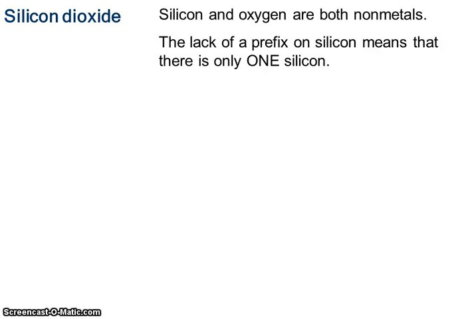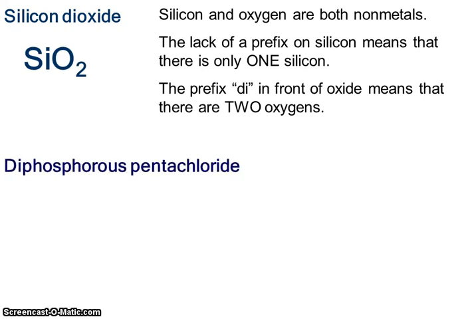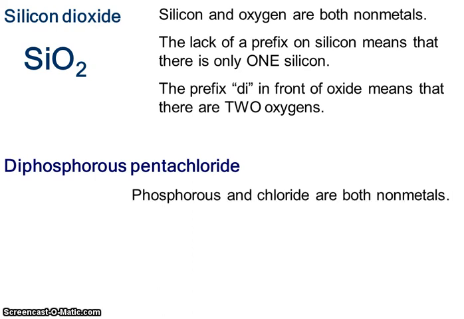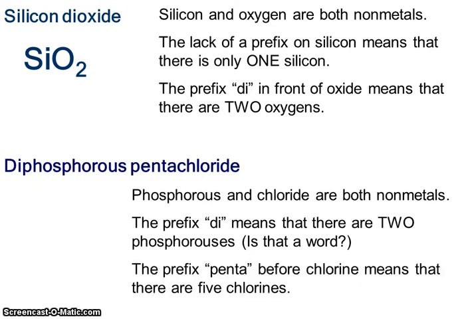So silicon dioxide, looking at that, silicon is Si, and there's no prefix there, so that must mean I only have one of them. If I look at the oxide, that comes from oxygen, so that's O, and the di tells me there is 2, and so that becomes SiO2. Another example, diphosphorus pentachloride. Phosphorus is P, and the di tells me there are 2. If I look at the chloride, that's Cl, and there are penta of them, or 5. And so we just translate that back to a subscript, so P2Cl5.